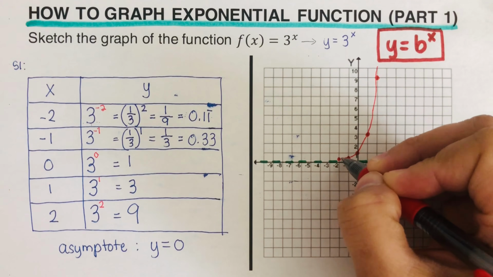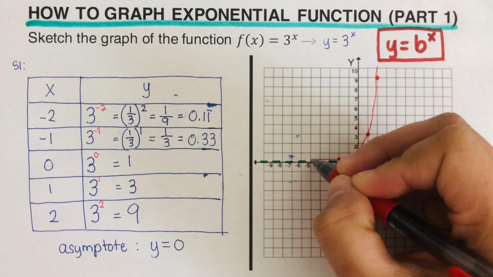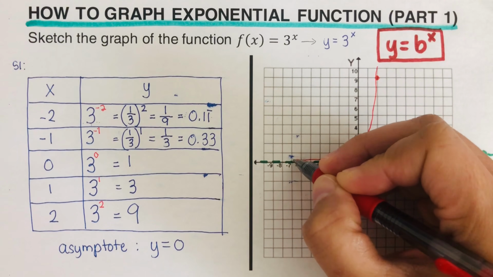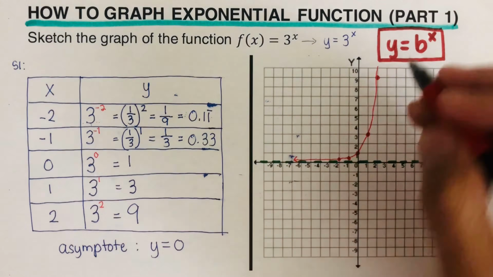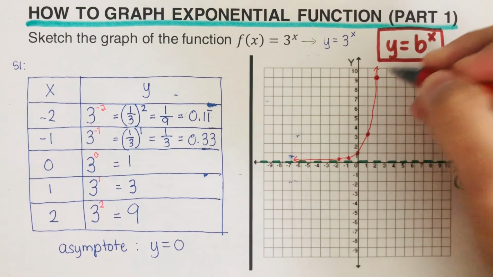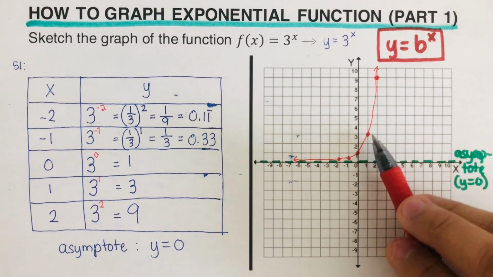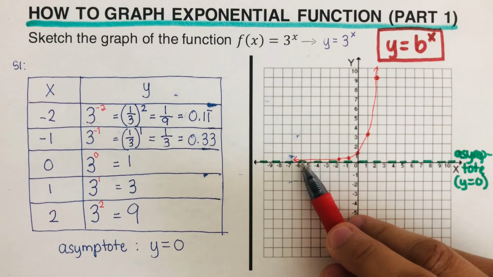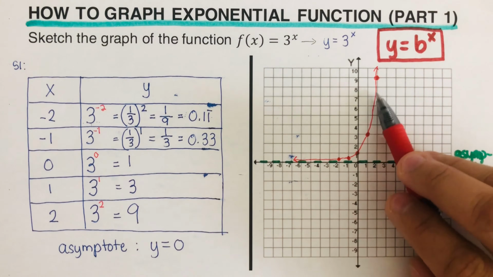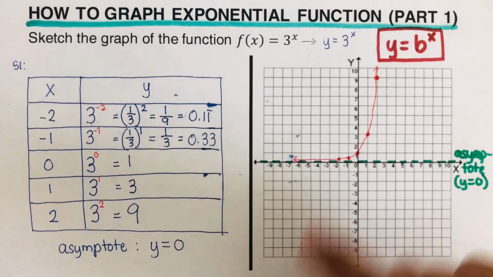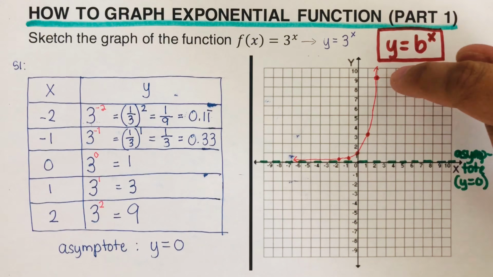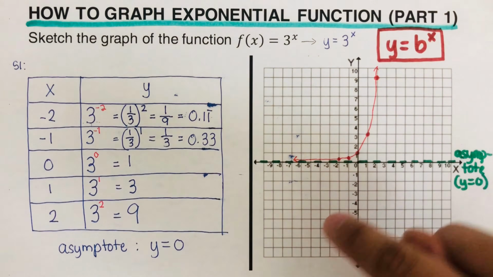Okay, so once we connect these points, make sure that this other tail of this graph does not touch the asymptote, because again, an asymptote is an imaginary line where the graph gets closer and closer to it, but it's not gonna touch it. So it's gonna dive into this asymptote, but it's not gonna touch it. So an asymptote is like a wall. Make sure that this graph does not get through the asymptote.